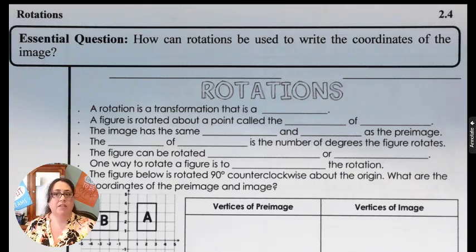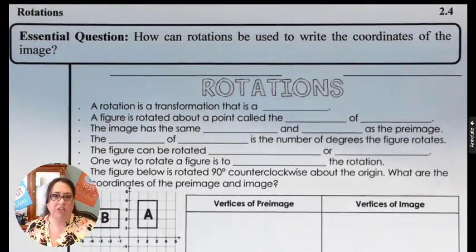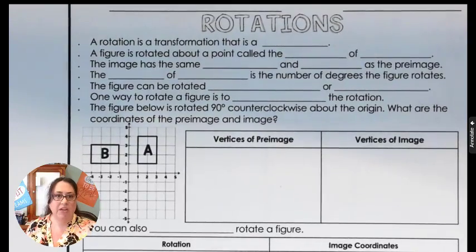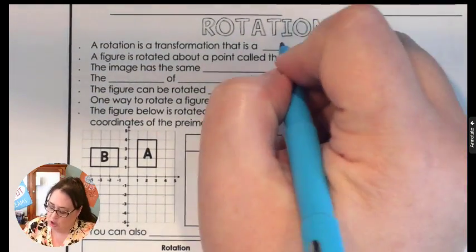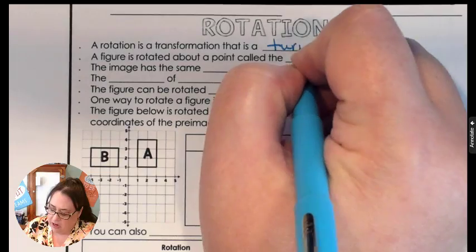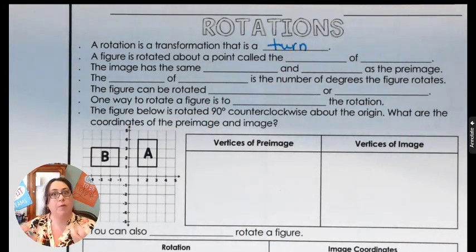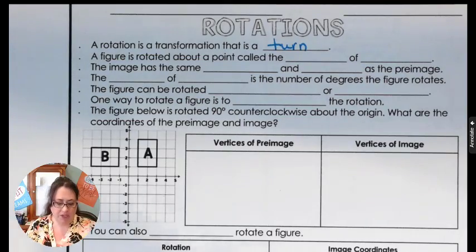So before we begin on section 2.4, we want to make sure that we have some of our definitions taken care of, so when we talk about it, you know what I'm talking about. So rotations. A rotation is a transformation that is a turn. So if you talk about turning a doorknob, that would be a rotation. Anything that you turn, that is a rotation.